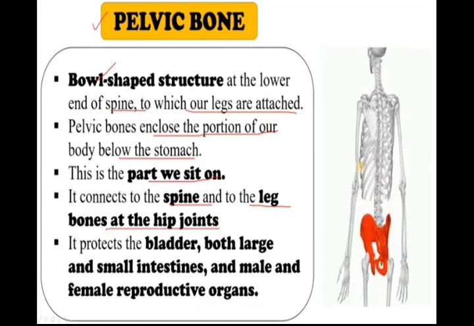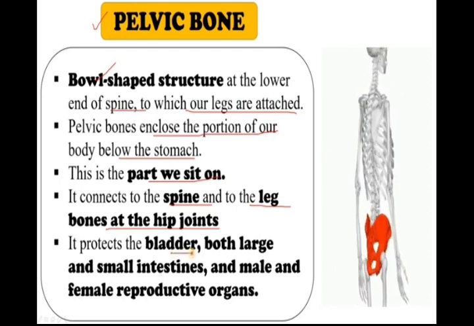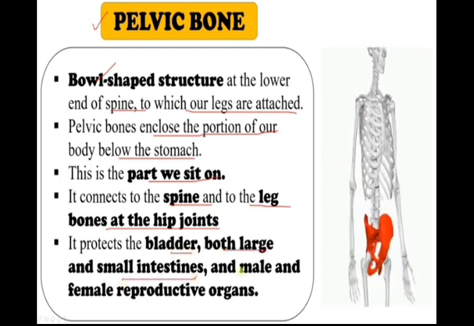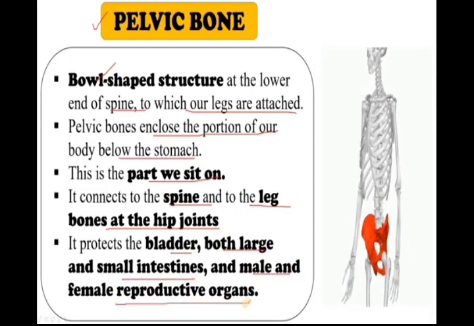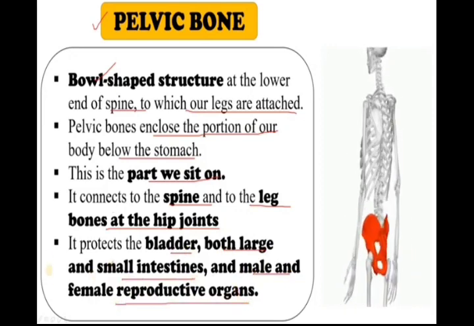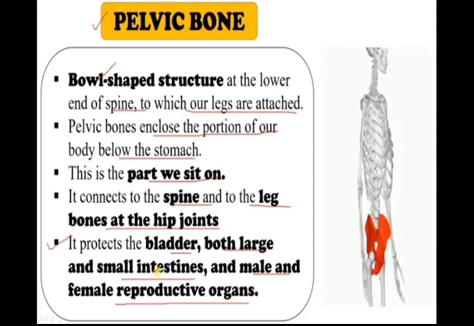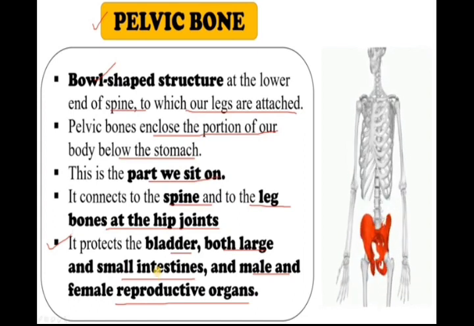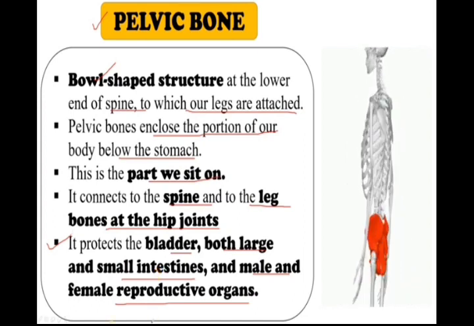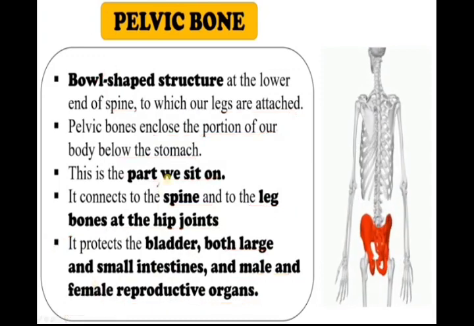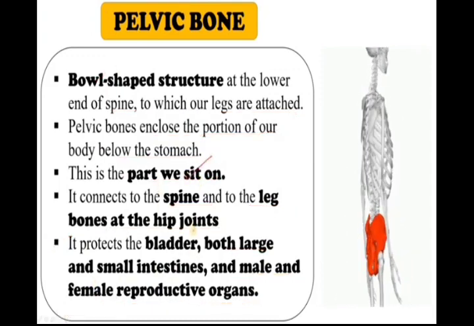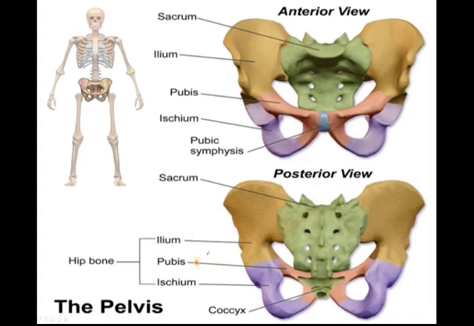You can see here, it is connected to the spine and to the leg. This is the actual function of the pelvic bone: it protects our internal organs like the bladder, both the large and small intestine, and the male and female reproductive organs. You can see here, these two are the pelvic bones.